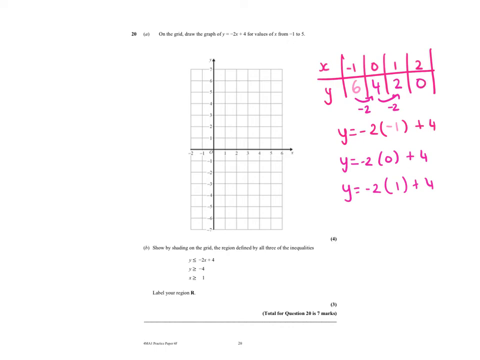Now, the reason why that happens is because, in fact, our gradient is minus 2. So for every 1 we go across, we're going to go down 2. And our y-intercept is, in fact, 4, because when our x is 0, it crosses at 4, and for every 1 across, we're going to go down 2. So here we have, plot our points. We need to use a ruler to make sure that we have a nice straight line.